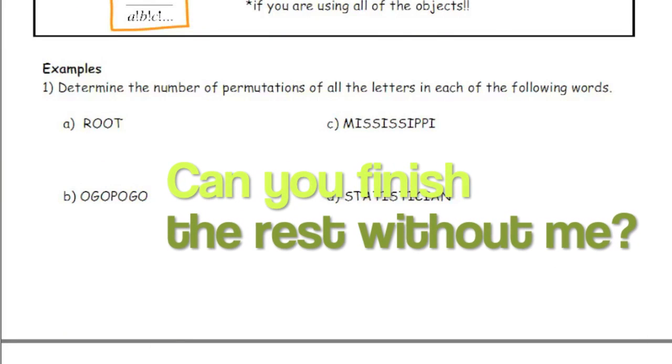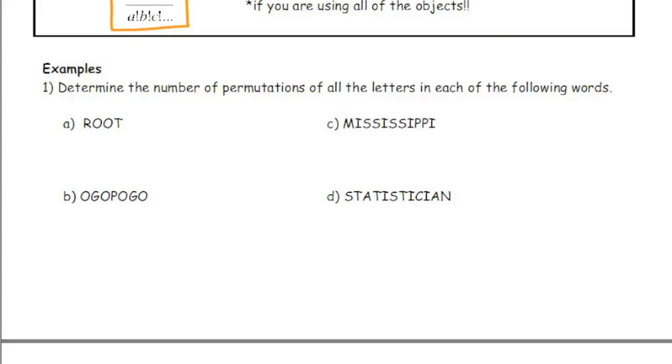So, you have an equation. This should be rather straightforward. If we take a look at the number of permutations for all the letters of the following words, all you need to do, count the number of objects. In this case, there's 4 objects. Count the number of repeating objects or identical objects. And there's 1 set of O's, and there's 2 of them. So there's 2 factorial ways of arranging them, giving us a total of 12 permutations.